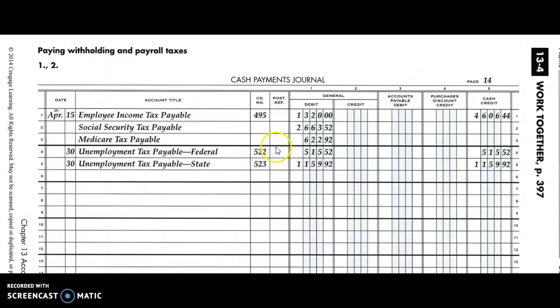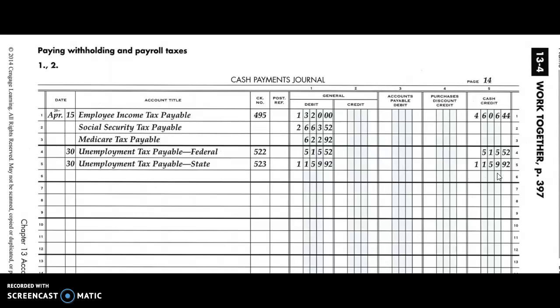It tells us to use checks 522 and 523. We debit the tax payable since we're paying it. We credit cash for the amount of the check. We debit state unemployment tax payable, and we credit the amount of the check. So those figures either are given to you or you'll be using the worksheet that you prepare that will be similar to 13.2.